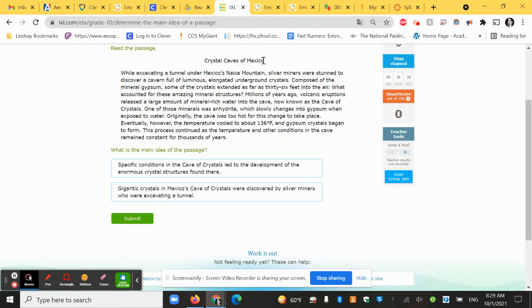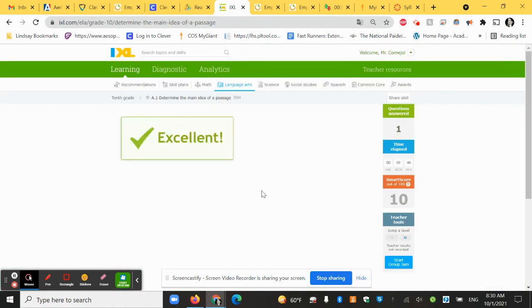And my other clue, okay, the title of the passage isn't Silver Miners Discover Crystal Caves. That's really all about the caves. So it's more about the caves. The miners are just a minor detail in this paragraph, which is primarily about the cave and the crystals.